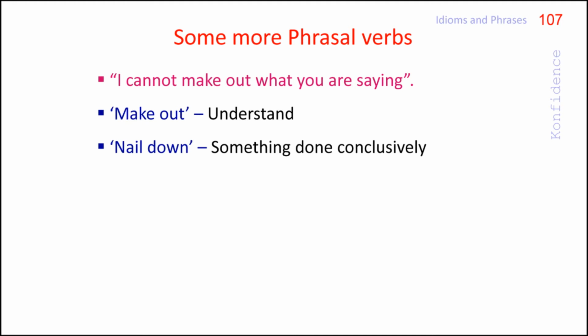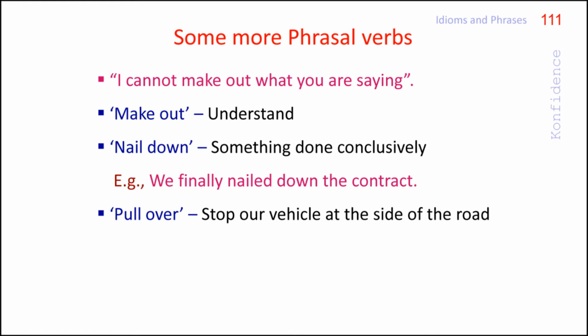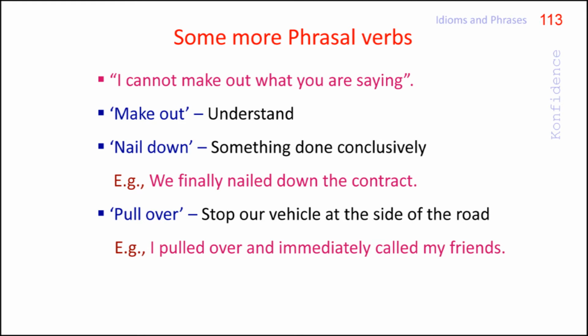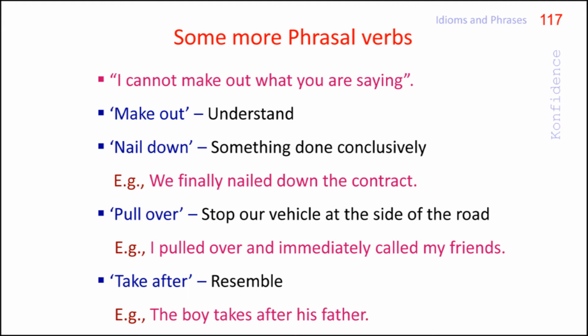When we nail down, we get something done conclusively. Conclusively means convincingly ending all doubts. Example, we finally nailed down the contract. Pull over means to stop our vehicle at the side of the road. Example, I pulled over and immediately called my friends. And finally, take after means resemble. Example, the boy takes after his father.